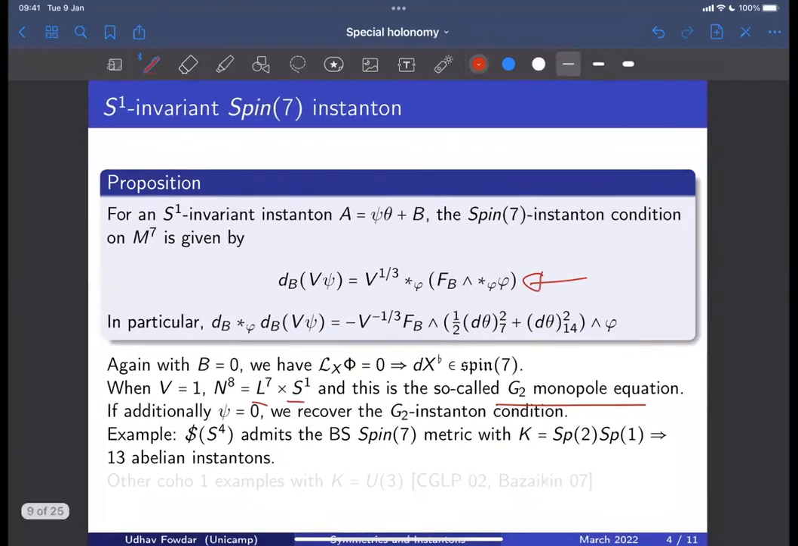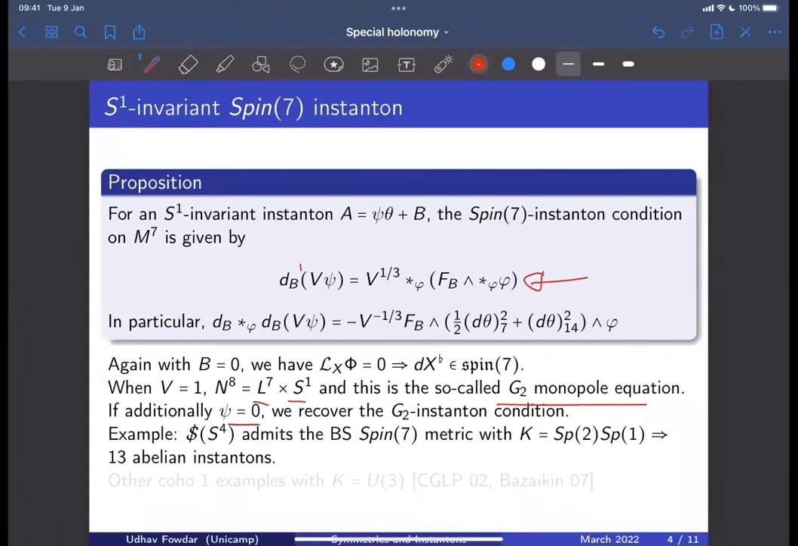And if we set psi here in fact to be 0, then this term here vanishes, and we get that this term here has to vanish as well, which is precisely the G2 instanton condition. And just like in the G2 case, where we look at cohomogeneity 1 examples of G2 manifolds, we can look at cohomogeneity 1 examples of Spin(7) metrics.